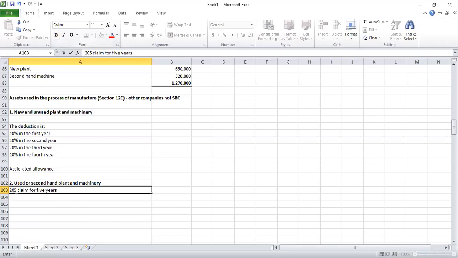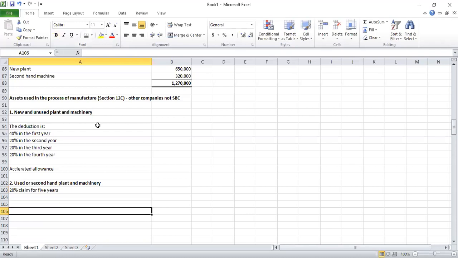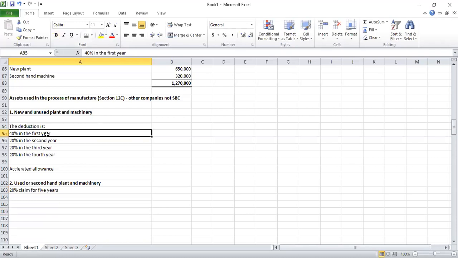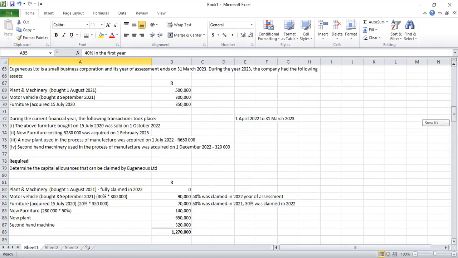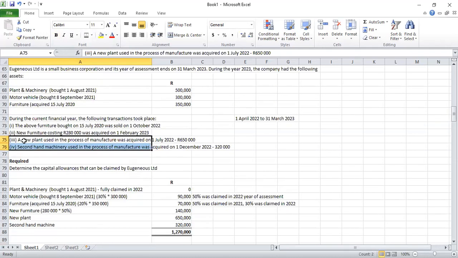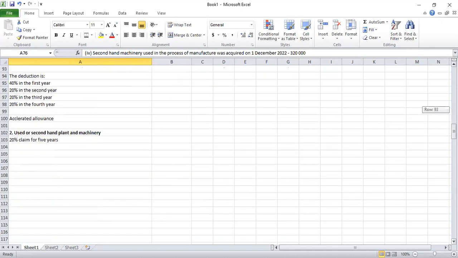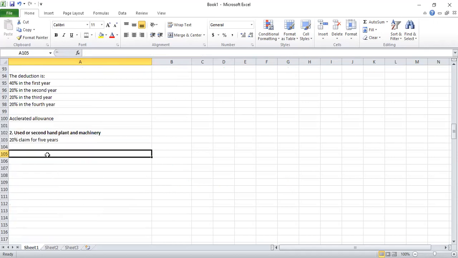Right. So if it's new, there's 40% in the first year. For example, this plant and machinery which was purchased new was going to be 40% in the first year. Then this one which was purchased second-hand was going to be 20%. Right. And we should know that the Section 12C allowance is not apportioned. So even if you bought an asset during the year, you can get the full allowance.